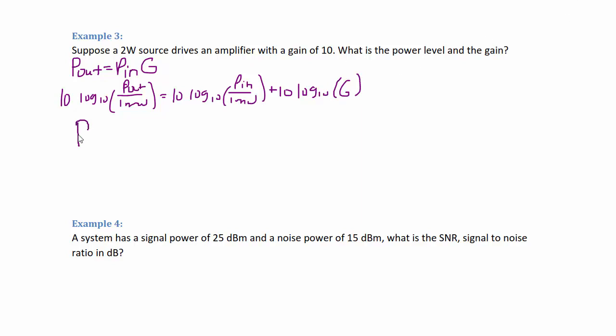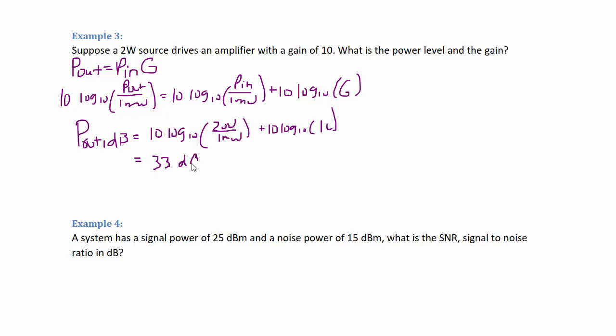So this means that P out in decibels is equal to 10 log base 10 of 20 watts over 1 milliwatt plus 10 log base 10 of 10. So that equals 33 dBm plus 10 dB. So this first value is the power level, and the second value is the gain.